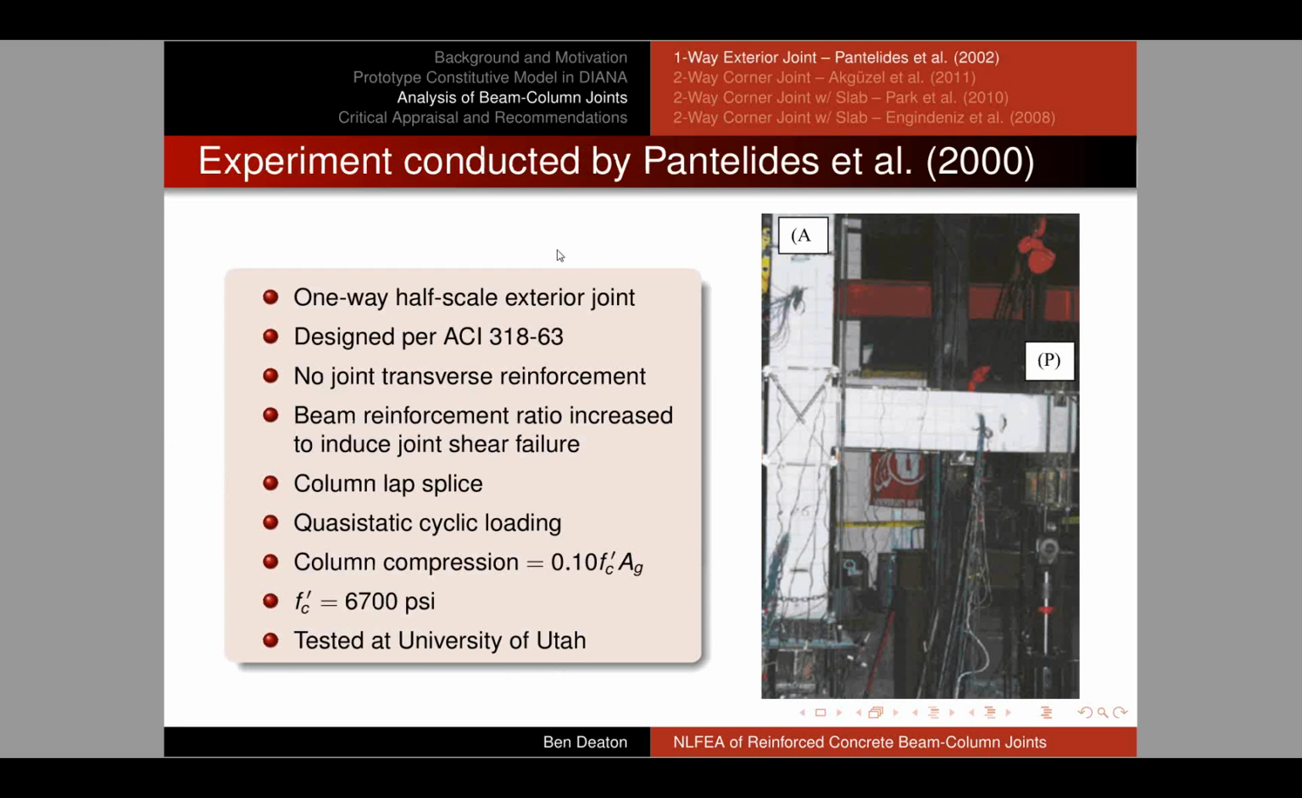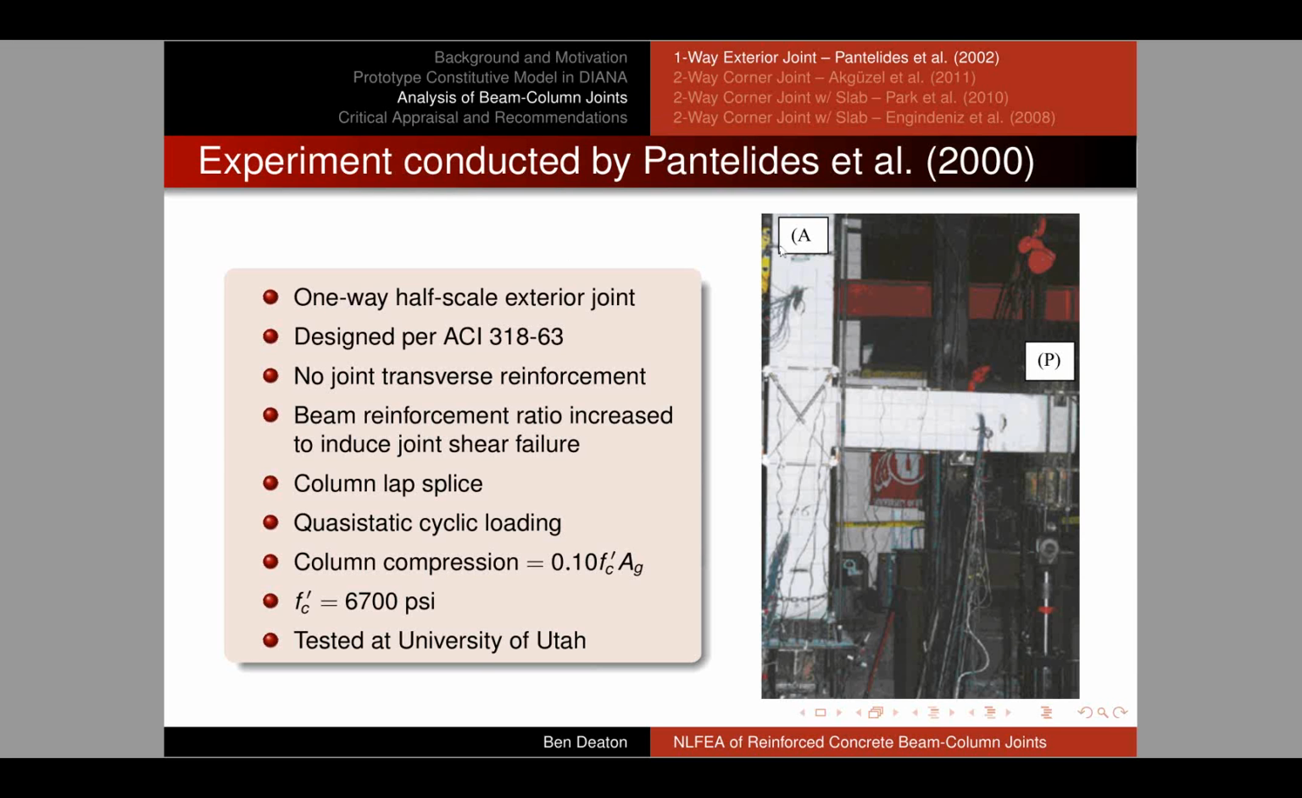So the first experiment I looked at was the simplest. This was a one-way half-scale exterior joint. It was designed per ACI 318-63. This specimen had no joint transverse reinforcement. I'll show the reinforcing characteristics on the next slide. And this was tested at the University of Utah.